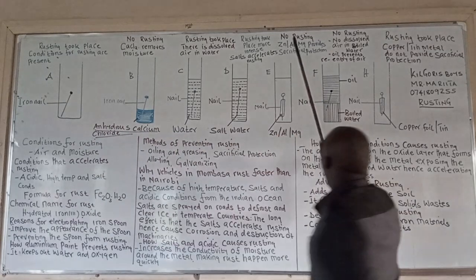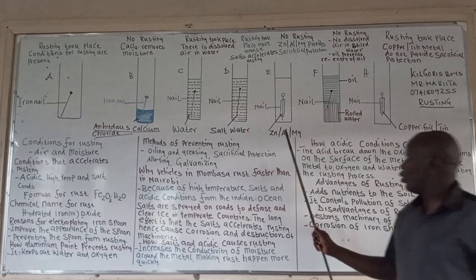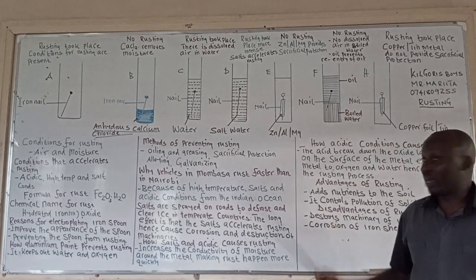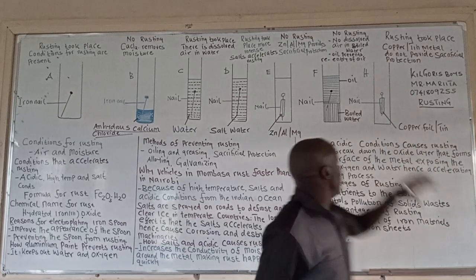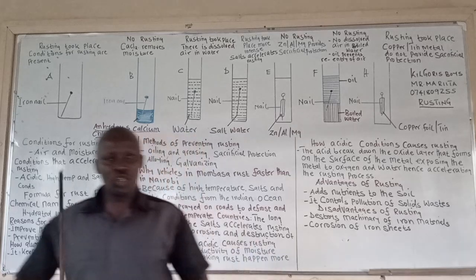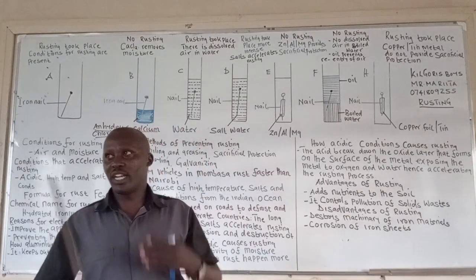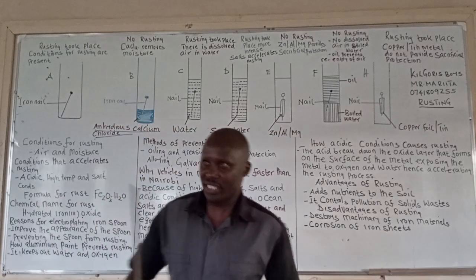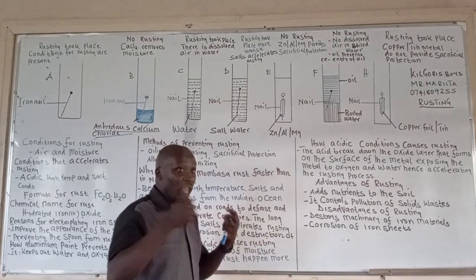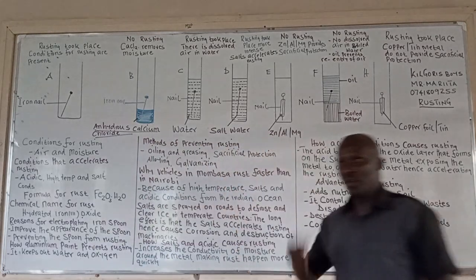Then in this test tube E, we have the zinc, then we have aluminum foil, and then we have the magnesium. What is this diagram on this side testing? It is testing the methods of preventing rusting. We have oiling and greasing, electroplating, galvanizing, and alloying. In this case, we have some metals which can prevent an iron metal from rusting.